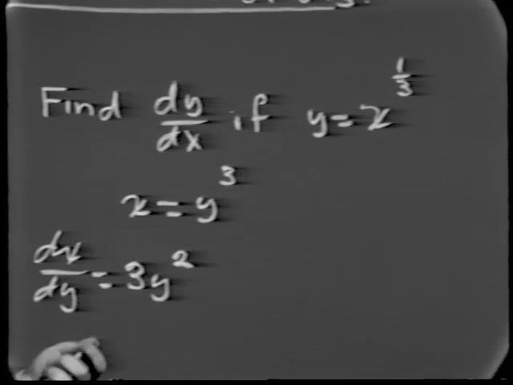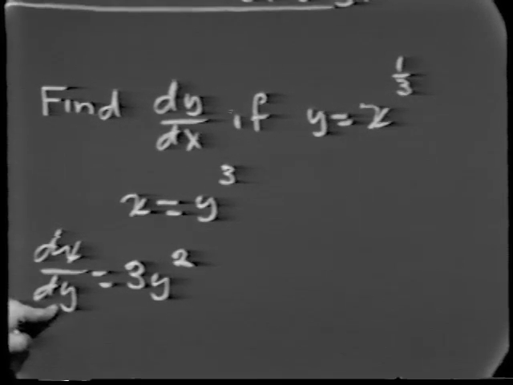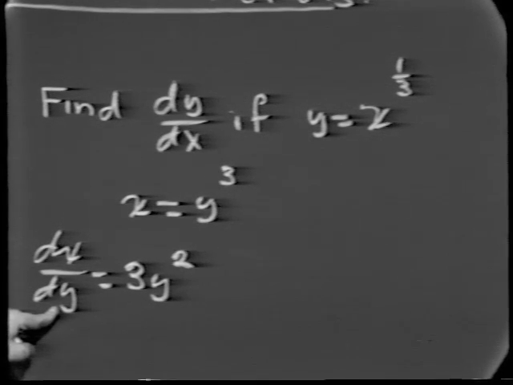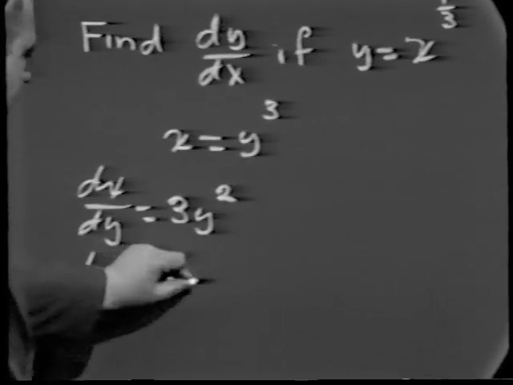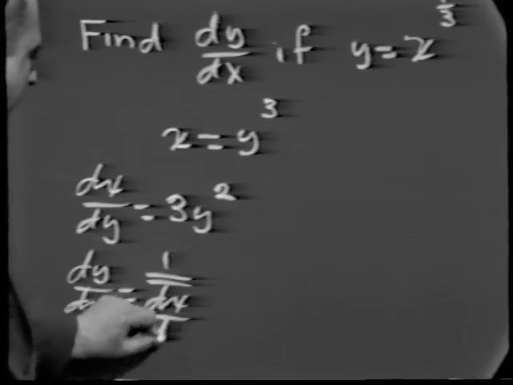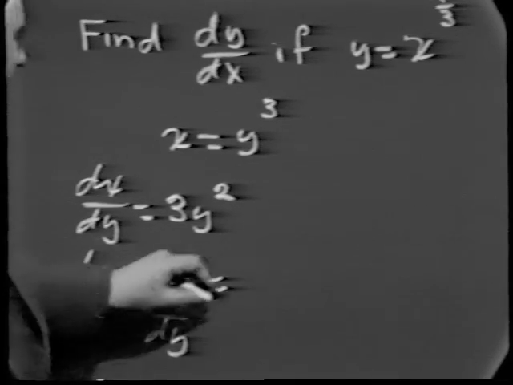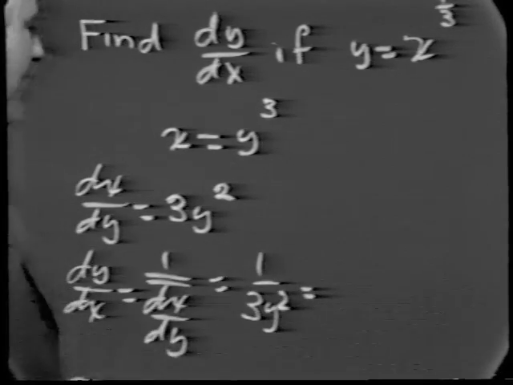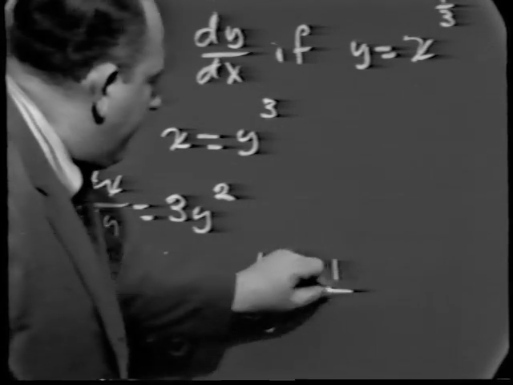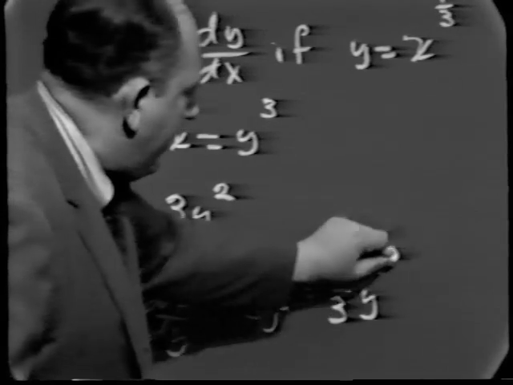Now, if we use the result of last time that we talked about when we were discussing the chain rule, and I'll review that result in just a few moments, but for the time being, let's assume that we have the result that dx dy is the reciprocal of dy dx. In other words, if dy dx is 1 over dx dy, that tells us that dy dx is 1 over 3y squared. And I guess to write that in more convenient form, that's 1/3 y to the minus 2.